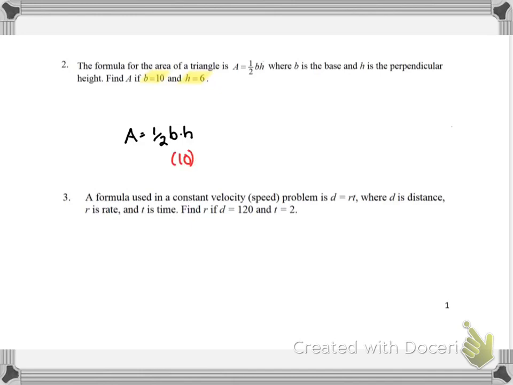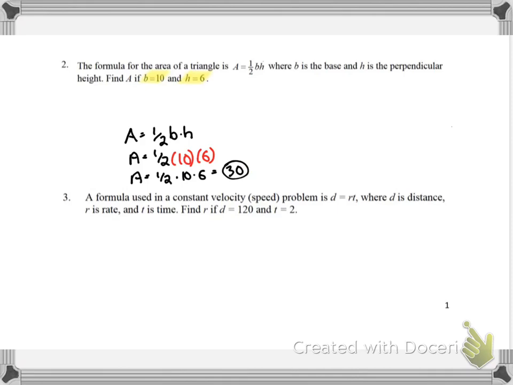So again, the base is 10. The height is 6. Plug those in. So we have area is equal to 1/2 times 10 times 6. And that's going to end up being 30 units. Okay, let's do another example.